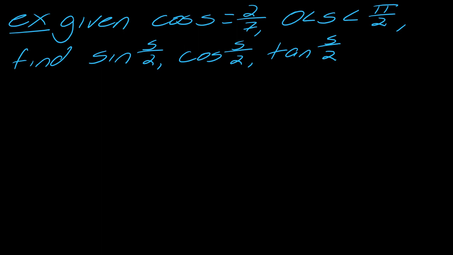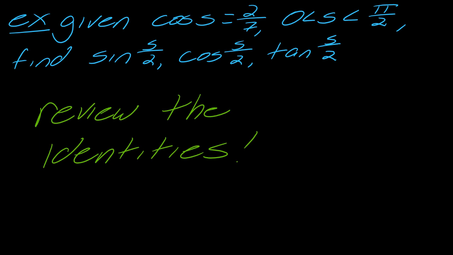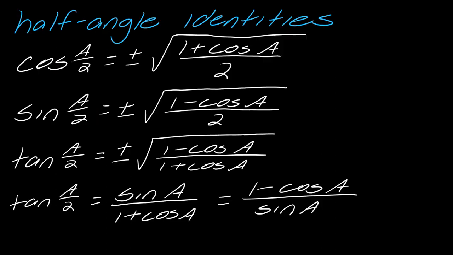Okay, so the next exercise is to look at, given cosine of s equals 2 over 7, and s is between 0 and pi over 2, so that's quadrant 1. We want to find sine of s over 2, cosine of s over 2, and tangent of s over 2. I know I've done a lot of exercises like this in other videos. I want to just remind you what the identities say before I get too far into this. So notice with these identities, all of these are using cosine of A. So this identity, and this identity.